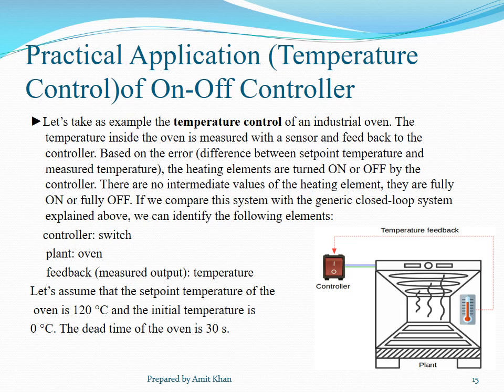Now here is a practical application of temperature control with an on-off controller. Suppose we have taken an example of temperature control of an industrial oven, and we have used an on-off controller. Based on the errors, the heating elements are turned on or off by the controller. There are no intermediate values of the heating element; they are fully on or fully off.